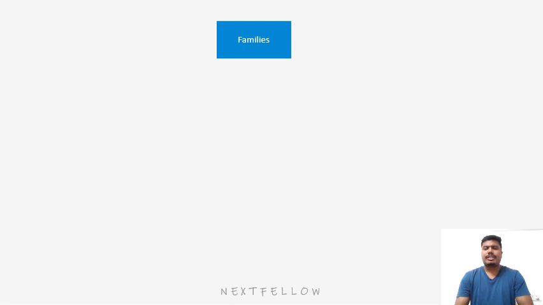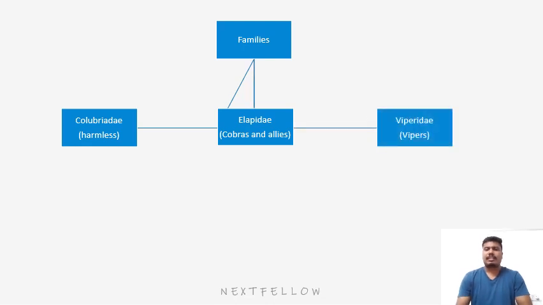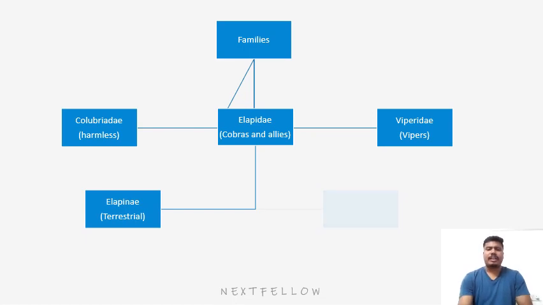So now we will discuss the families of snakes. The first is the colubridae, which are the harmless snakes. The second type is the elapids, also known as cobras and their allies. And the third is the viperids, which are called vipers. Now the elapids are elapinae and hydrophinae. The elapinae include the common cobra and krait, and hydrophinae includes sea snakes.